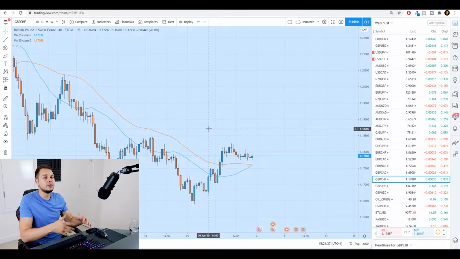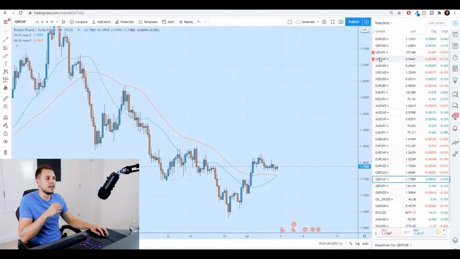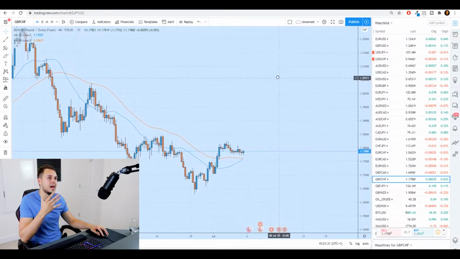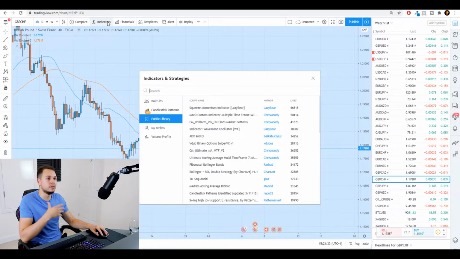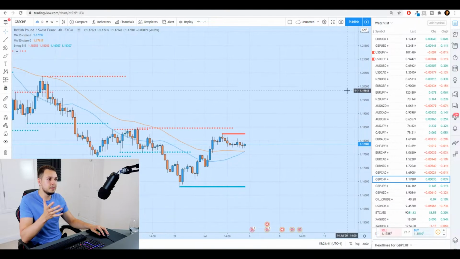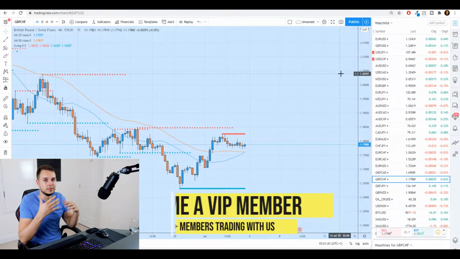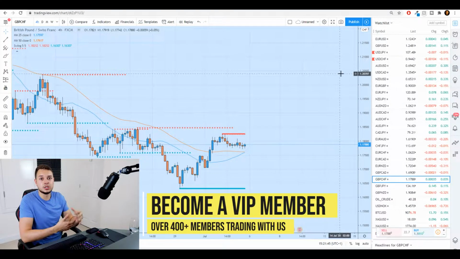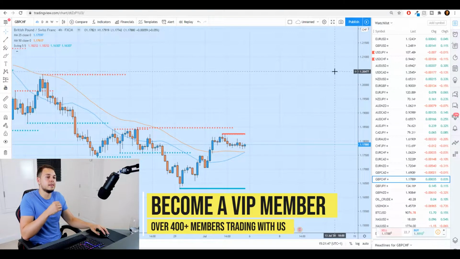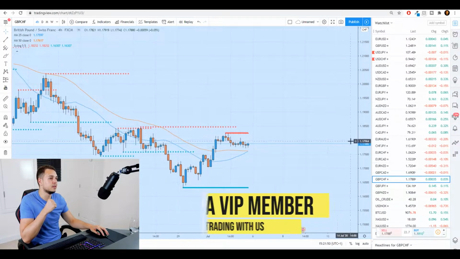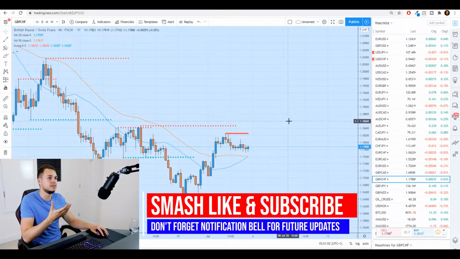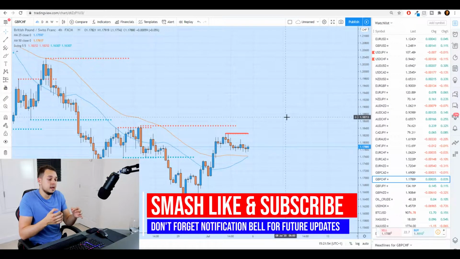Right, so we're currently on the GBP Swiss franc currency pair. It does not matter which currency pair, as always. What we're going to do is use the indicators, go into the public library and go into the swing high, low, support and resistance. And there we go. This simple indicator you can combine with your own price action. I recommend you always do that, but this simple indicator is going to show you areas of sensitivity where it's likely going to turn around, where it's likely going to be respected.